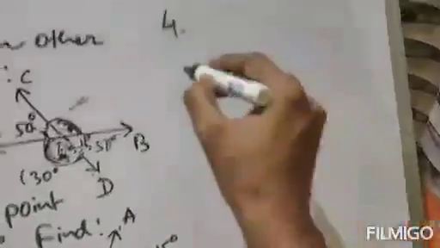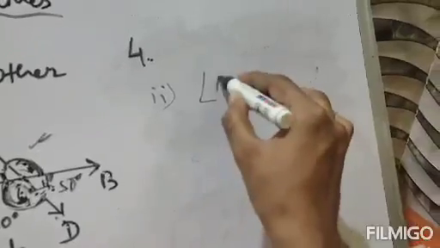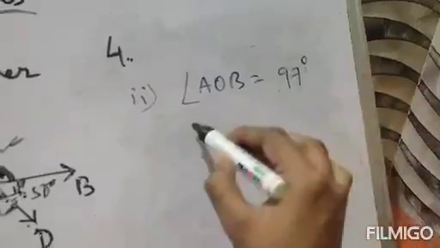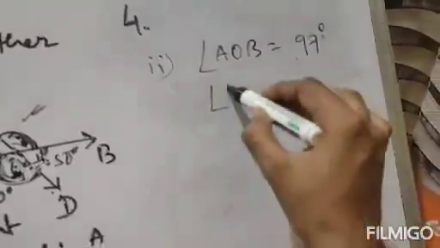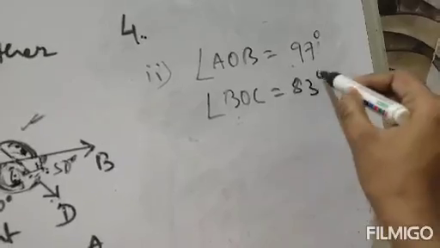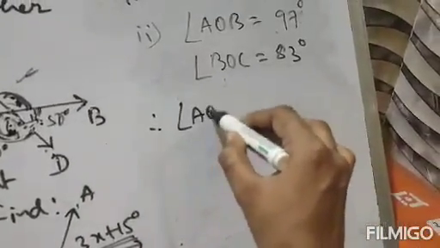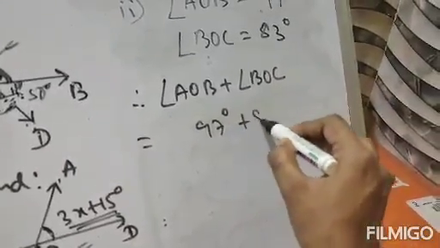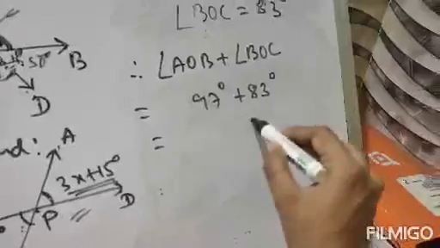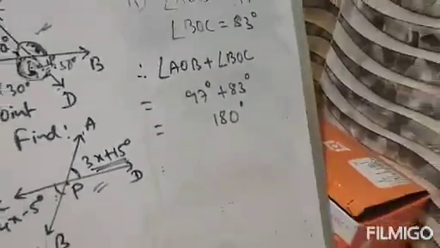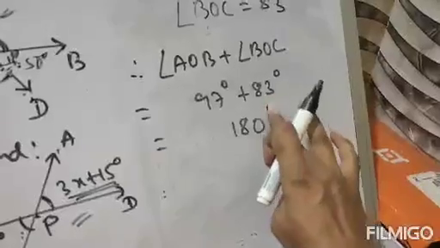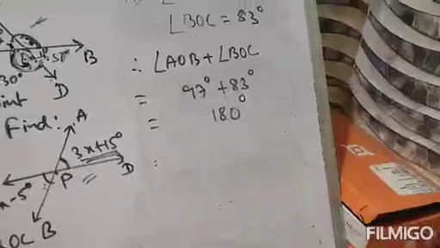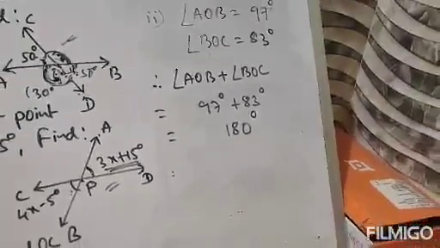So question 4 part 2. Angle AOB is given as 97 degree, and angle BOC is given as 83 degree. Now find angle AOB plus angle BOC. So AOB is 97 degree, BOC is 83 degree. If you find the sum, you can easily find that 97 degree plus 83 degree equal to 180 degree. 90 and 80, 170, 170 and 10, 180 degree. So that means the sum is 180 degree.